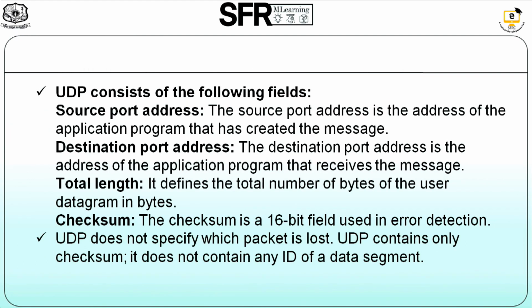UDP consists of the following fields. First one, source port address. It contains the address of the source, and then the destination address. The destination address is the address of the application program that receives the message. The total length defines the total number of bytes of the user datagram. Checksum is a 16-bit field used in error detection. UDP does not specify which packet is lost, as it contains only a checksum. It does not contain any ID of the data segment.